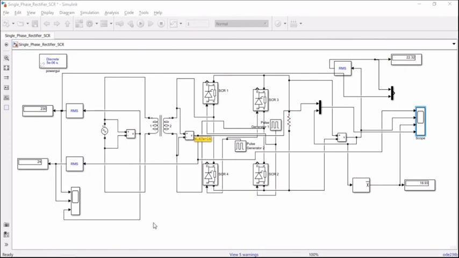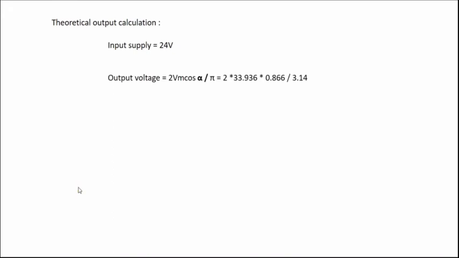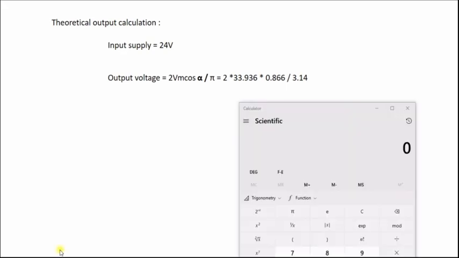Now let's compare this simulated value with the theoretical value. The input voltage is 24 volts. The output voltage calculation is 2 Vm cos alpha divided by pi. For 24 volts input, the peak voltage will be 33.936, by multiplying 24 volts by 1.414. So by doing the calculation using this formula, we can get the output voltage value.